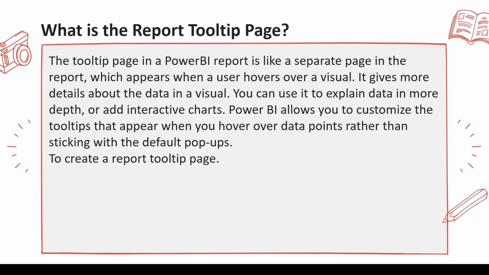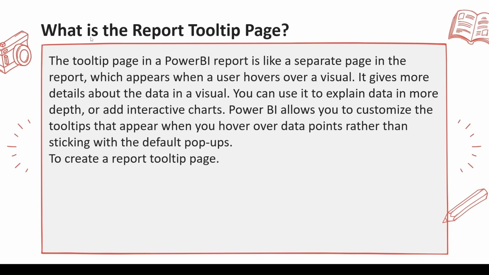The tooltip page in Power BI reports is like a separate page in the report which appears when the user hovers over the visual. It gives more details about the data in the visual. You can use it to explain the data in more depth or add an interactive chart. Power BI allows you to customize the tooltip that appears when you hover over the data rather than sticking with a default pop-up. How to create a report tooltip page?